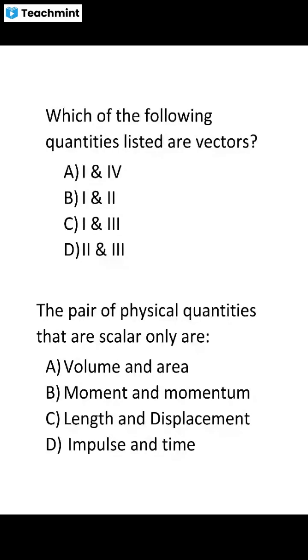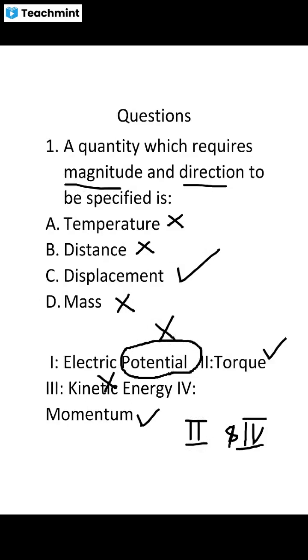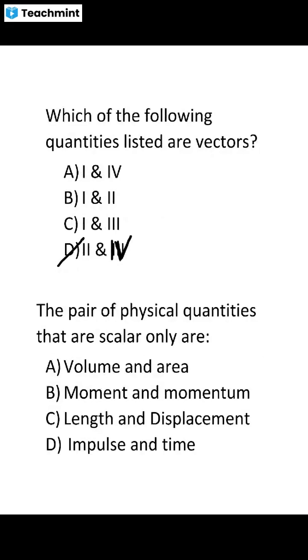That's not our answer. 1 and 4. Oh, sorry, this is a mistake. This one's supposed to be 2 and 4, because electric potential is a scalar. Torque is a what? Vector. Energy is a what? Scalar. Momentum is a what? It's a vector. So take note of that.